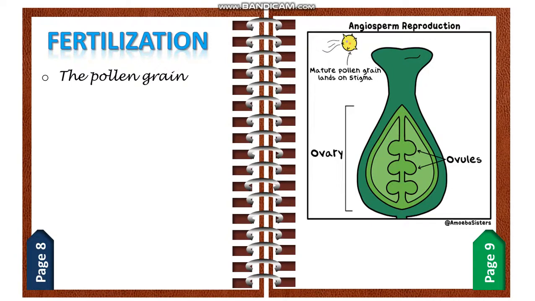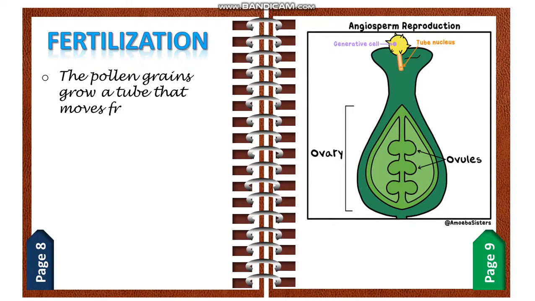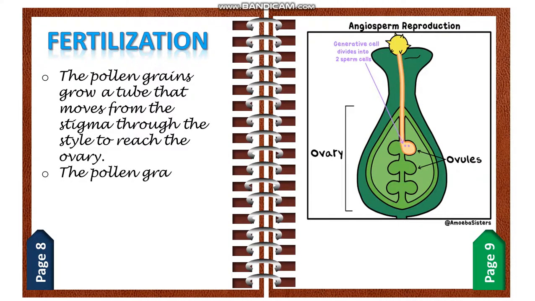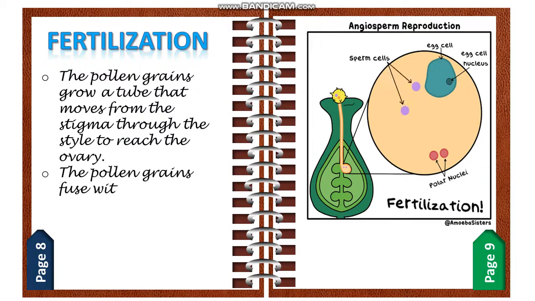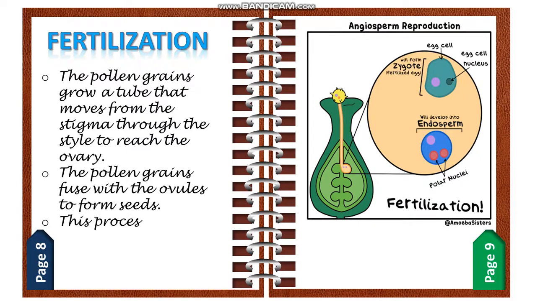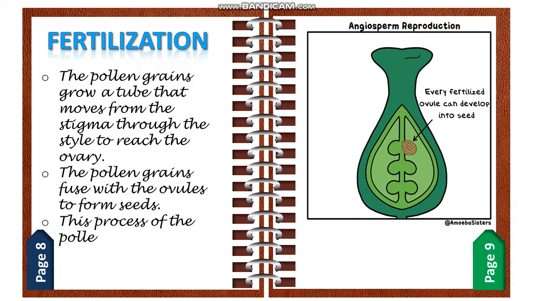The pollen grain grows a tube that moves from the stigma through the style. Now here you can see it reaches the ovary. The pollen grain fuses with the ovules to form seed. This process of pollen getting fused with the ovule is known as fertilization.